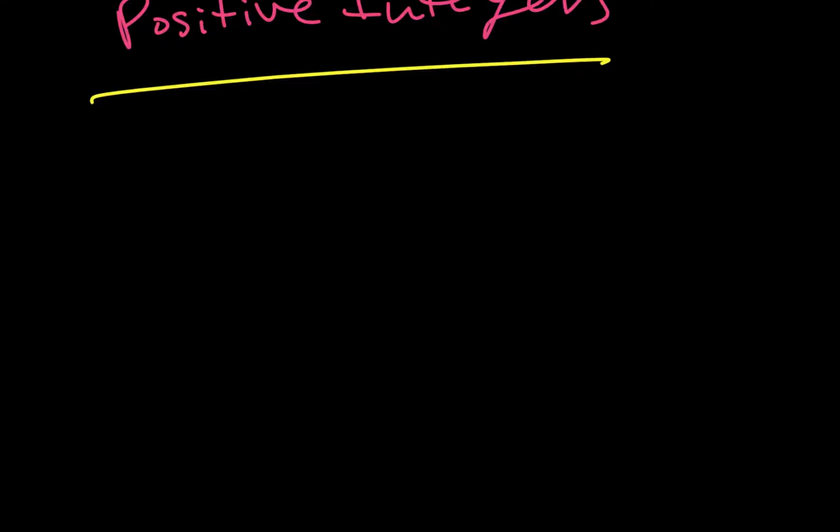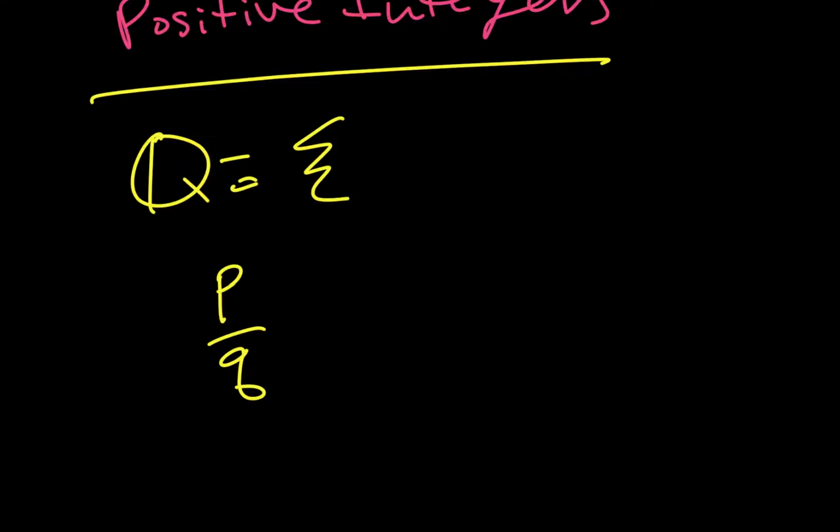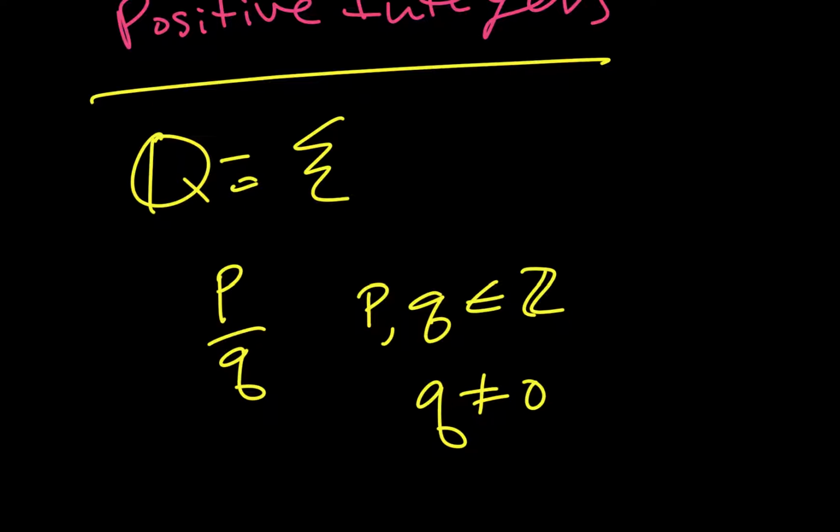Now, the next one we want to talk about is the rational numbers. And rational numbers we can't write in this same form, so we can't just list all the rational numbers. But it's any number that can be written as p divided by q, where p and q are contained in the set of all integers, with the exception that q cannot equal 0.